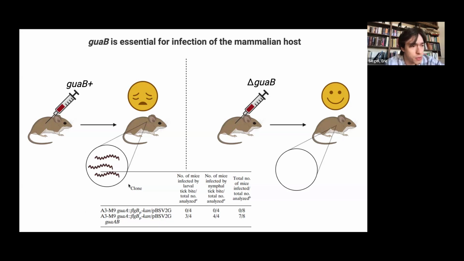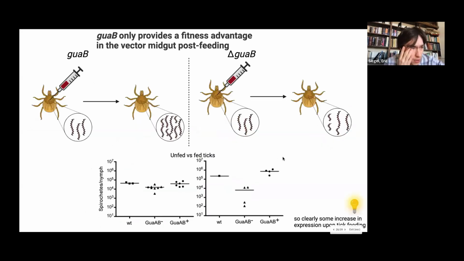Normally, you can inject a mouse with cells and it will be infected. If you knock out guaB, the mouse does not get infected, so you absolutely do need it. Interestingly, in a tick that has fed, guaB only provides a fitness advantage in the vector midgut. So if a tick has fed, spirochetes will still survive, but just with slightly lower replication rates.